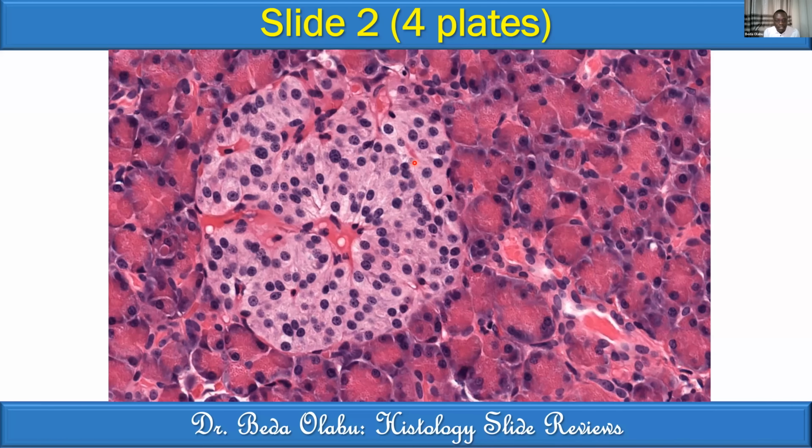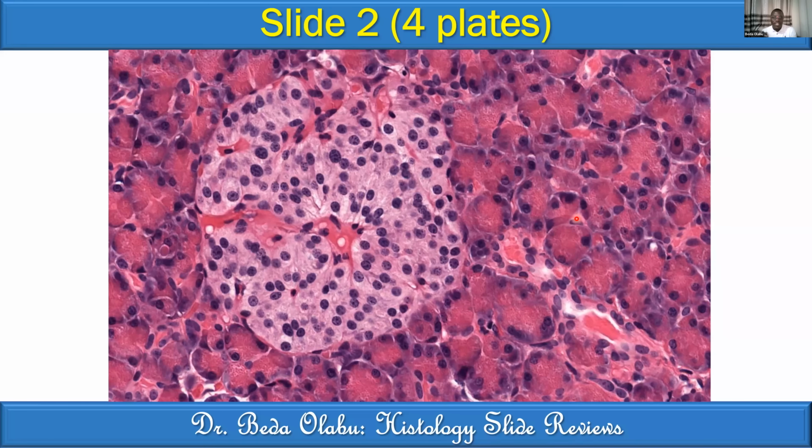that this light staining cluster of cells is heavily vascularized. You can see these are blood vessels running into it. Okay, this is also a blood vessel. These are acini.